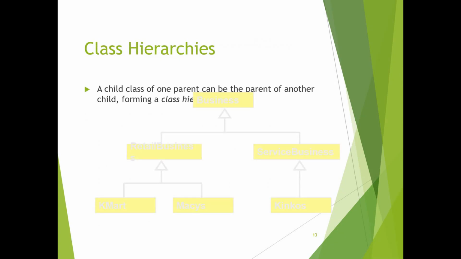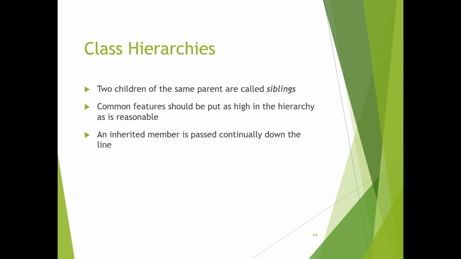So, class hierarchy. We have a base class over here and we have derived classes. Retail business and service business are the different classes here. Again, this base class has two derived classes, and this one has another derived class for the service business. So this is how class hierarchies work. We have a base class at the top and derived classes below. The parent and child form a class hierarchy. The two children of the same parent are called siblings, and inherited members continue down the line. So this is called a hierarchy.